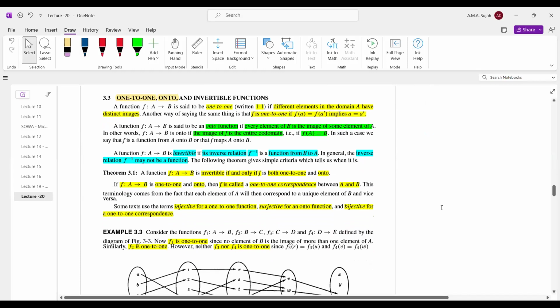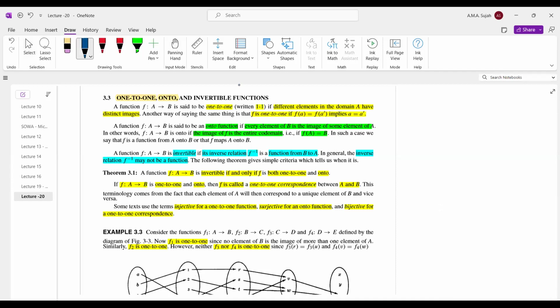Okay, first I will explain what you mean by a one-to-one function, right? If it is a one-to-one function, each element in the codomain is the image of at most one element in the domain, right? Did you understand the point?